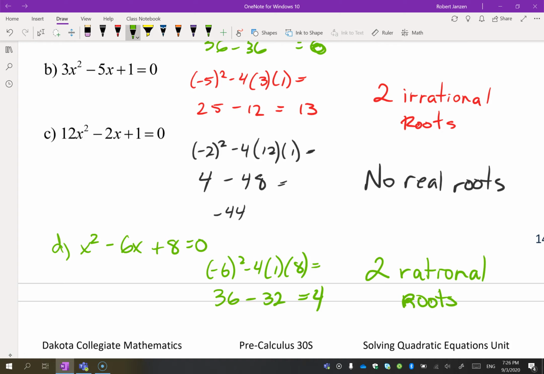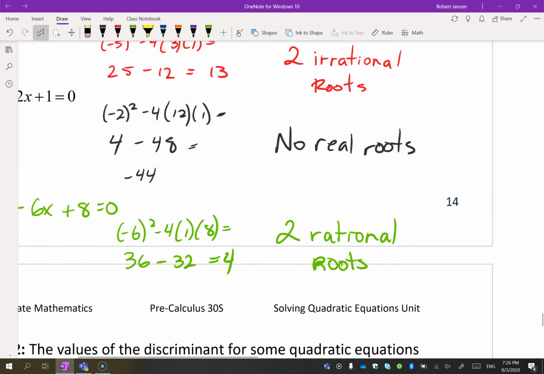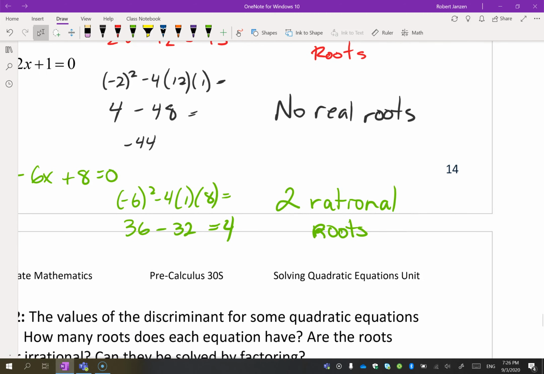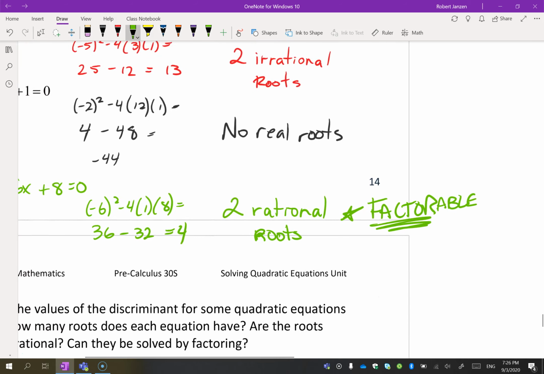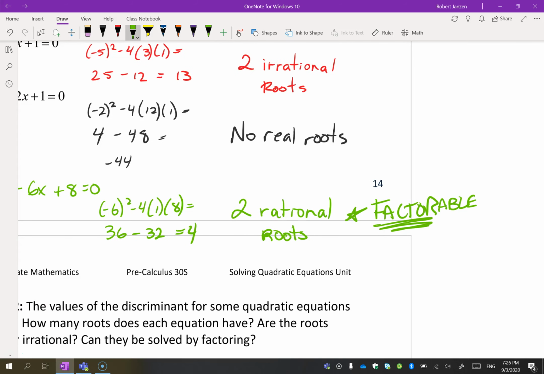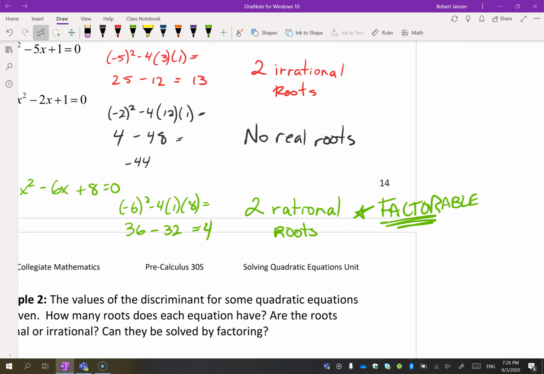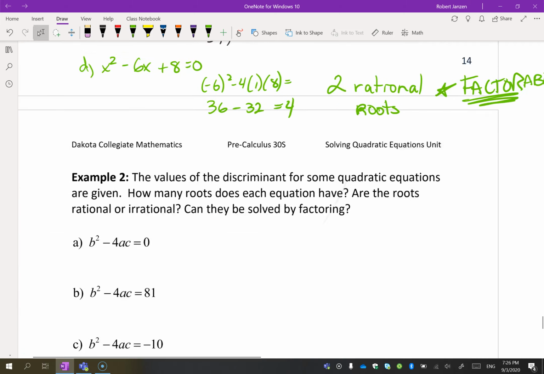Now, why do we care about the difference between irrational and rational? If it's a rational root, that means this one could be factored. It's factorable. Okay, now we will use that in the future. We will not use it in this unit, but a good way to tell if something can be factored is to find out if it has 2 rational roots. Is the discriminant a perfect square? Okay.